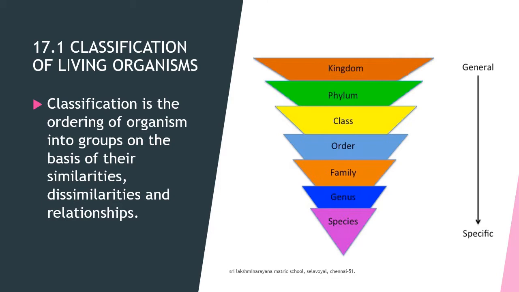The basic units of classification given in the picture, they are kingdom, phylum, class, order, family, genus and species. They are also called taxa. Here, the kingdom is the highest category and the largest division. All others are subdivisions of kingdom. And the smallest one is species. It is the lowest taxonomic category.